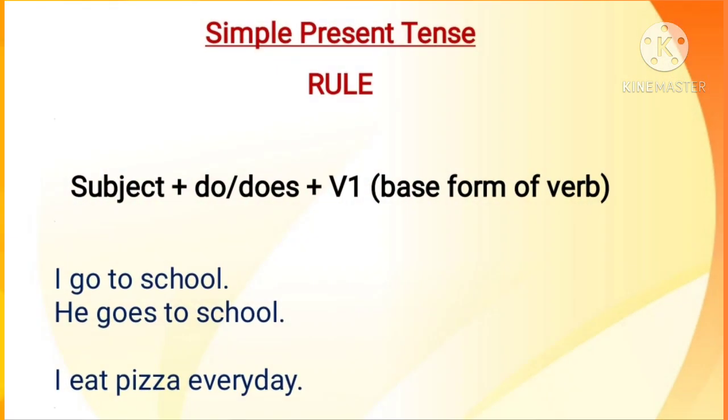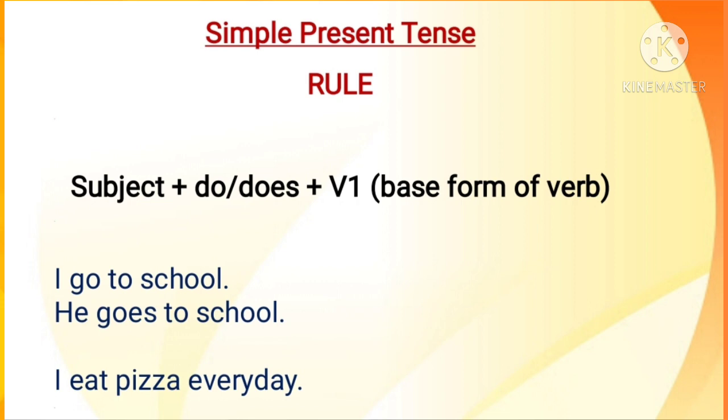Now, let us study the rule to form a sentence in simple present tense. Simple present tense rule: subject plus do or does plus V1, that is the base form of the verb, plus other words. Here, three examples are given. Let us look. I go to school. Here I is the subject. Do plus go will give you go. So I go to school. To school are other words.